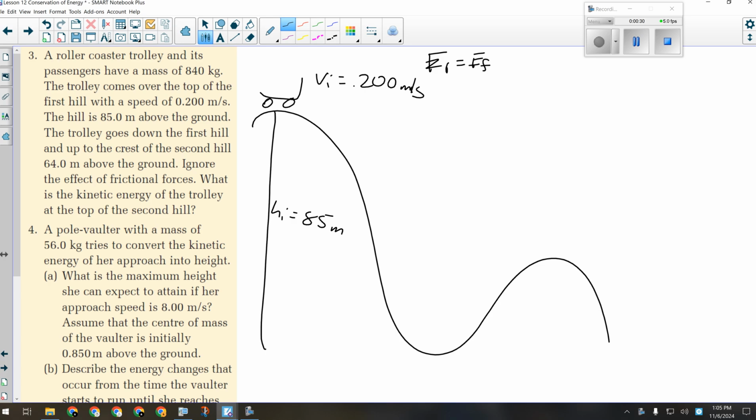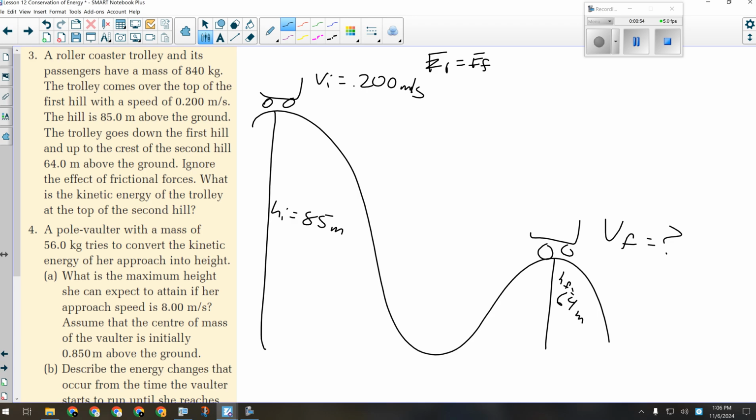The other point we're asked about is it goes down the first hill and up to the crest of the second hill, 64 meters above the ground. So this is not obviously drawn to scale. That would be the final height, 64 meters. They want to know how fast the roller coaster is going here. Now, ignore the effect of frictional forces. So that means there's no work being done here, right?